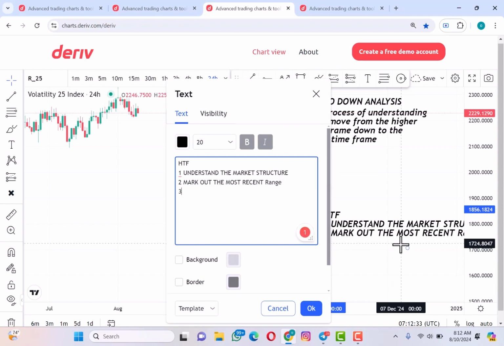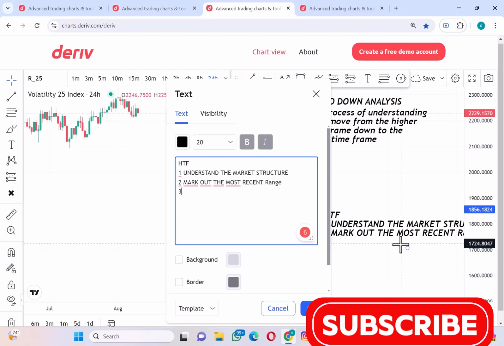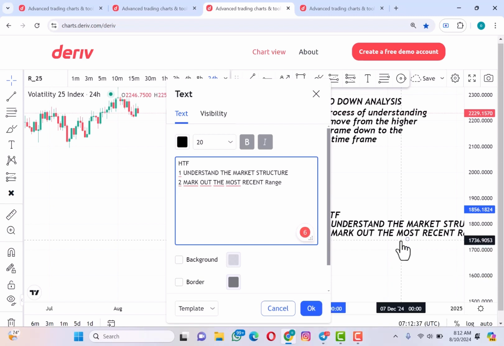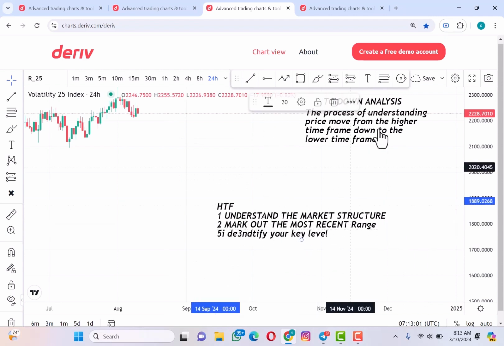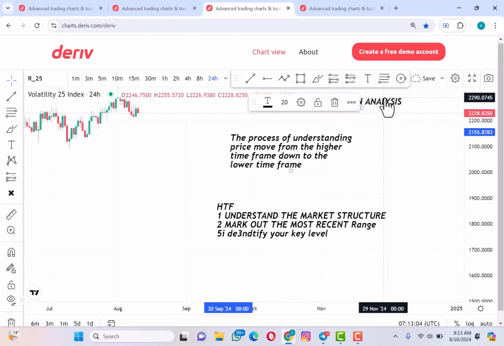Number three, okay, these are the two major. Number three, you have to identify your key level. Identify your major key level.